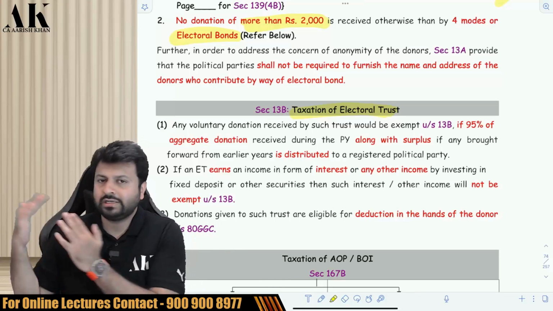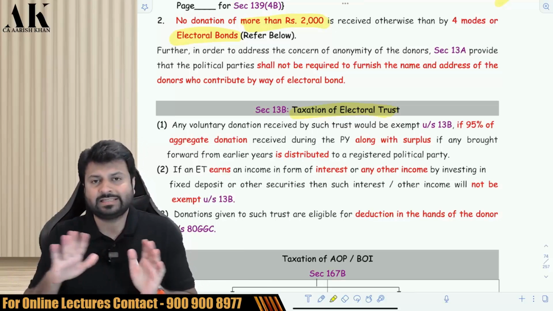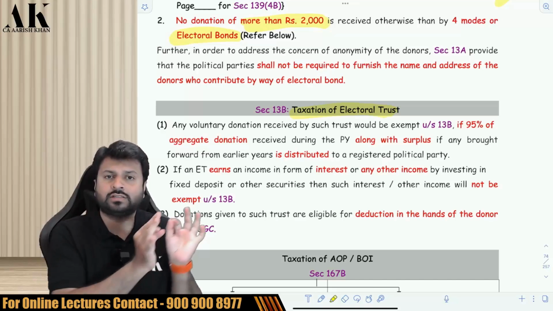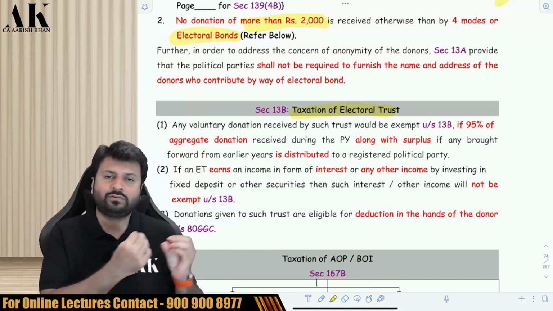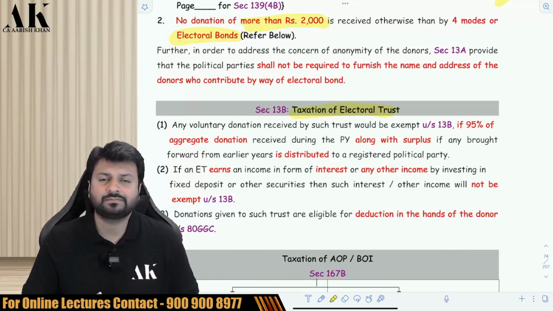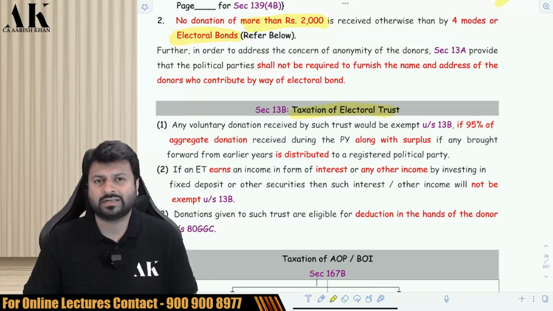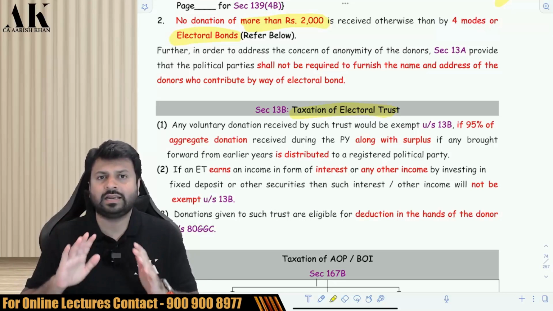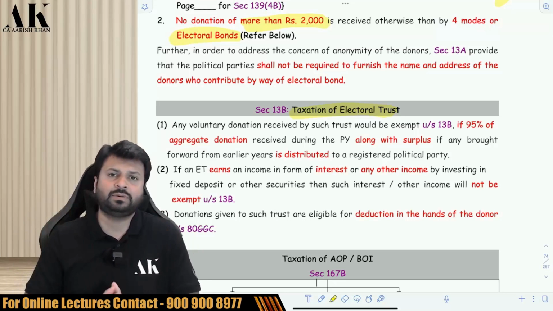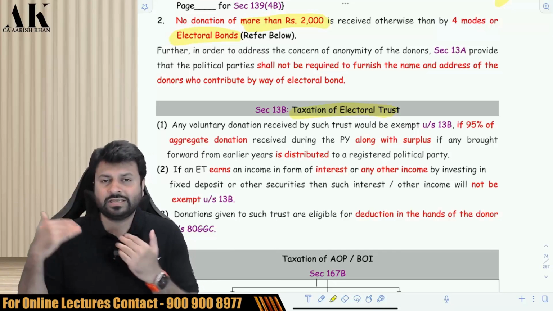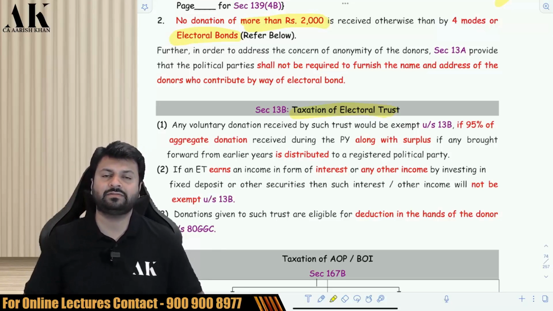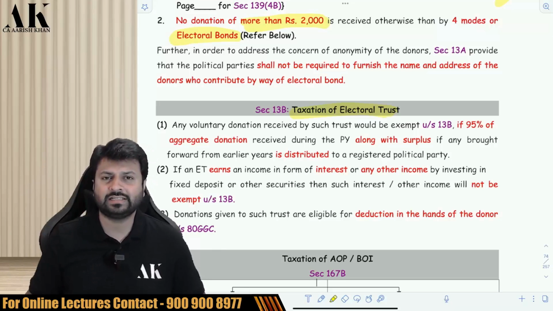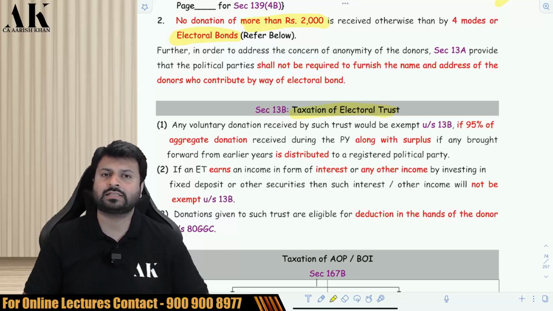Whatever donation the electoral trust gets will be exempt if 95% of the donation is distributed to the political parties. If the electoral trust receives 100 crore, they have to distribute 95 crore to the political parties. What if they distribute only 94%? Then the entire 100 crore will be taxable in the hands of the electoral trust. It is a very simple provision. You have to distribute 95, not even 0.1 percentage less than 95.